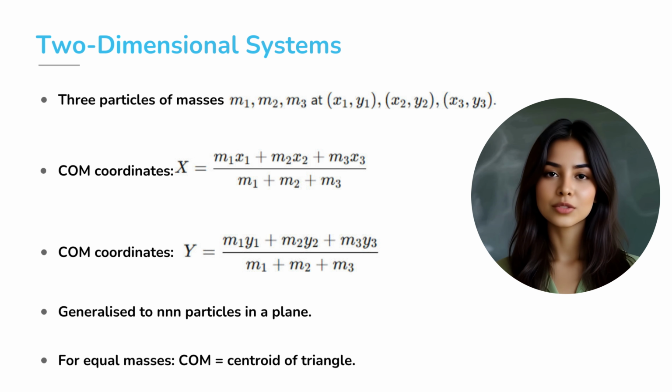The coordinates of the center of mass are written as capital X and capital Y. Capital X equals (m1 x1 plus m2 x2 plus m3 x3) divided by (m1 plus m2 plus m3). Similarly, capital Y equals (m1 y1 plus m2 y2 plus m3 y3) divided by the total mass.